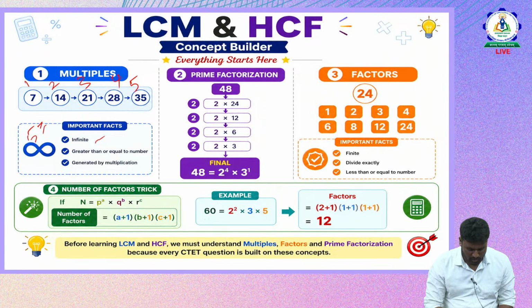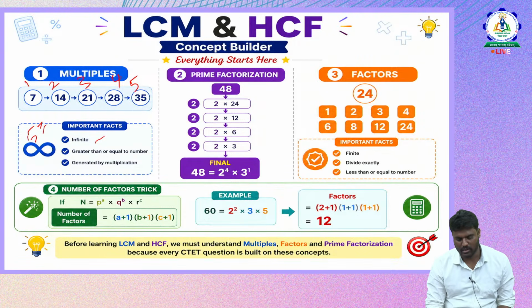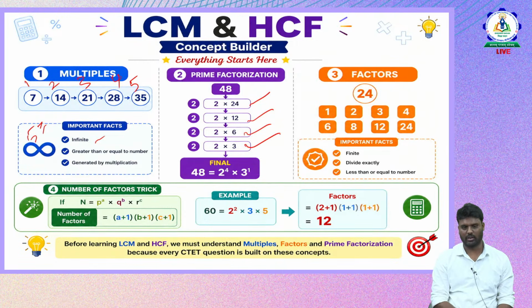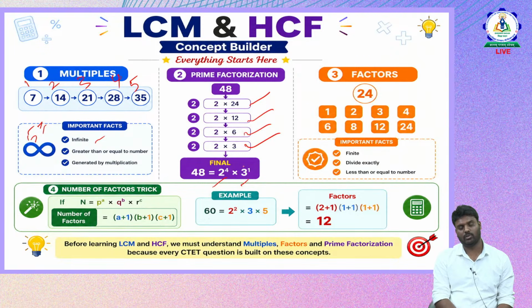The second concept is prime factorization. How do you identify the prime factorization? Let us take the example of 48. 48 can be written as 2 into 24, and 24 again can be written as 2 into 12, and 12 can be written as 2 into 6, and 6 again can be written as 2 into 3. Now if you take the divisors, 2, 2, 2, 2, 3, it becomes 2 to the power of 4 and 3 to the power of 1. Here 2 and 3 are both prime, and 2 to the power of 4 times 3 to the power of 1 is the prime factorization of the given number.